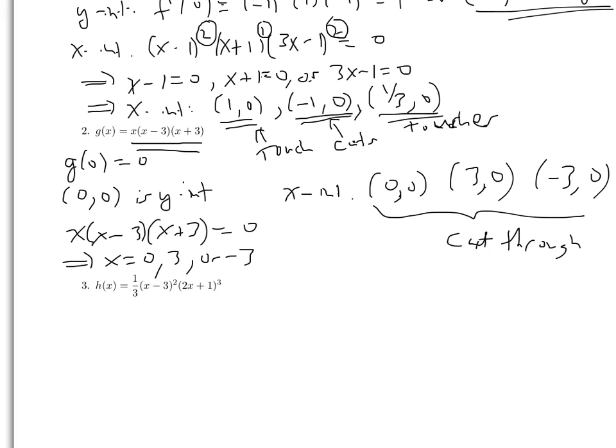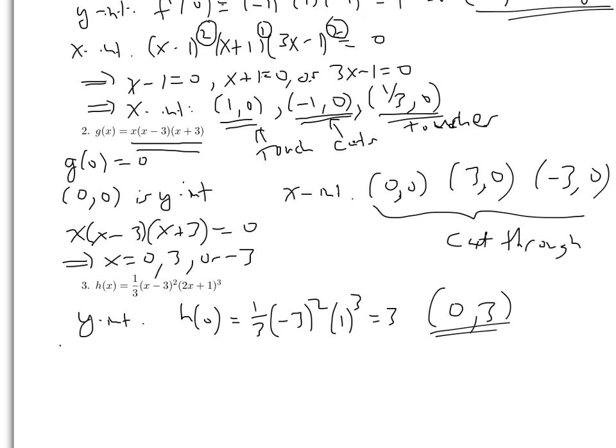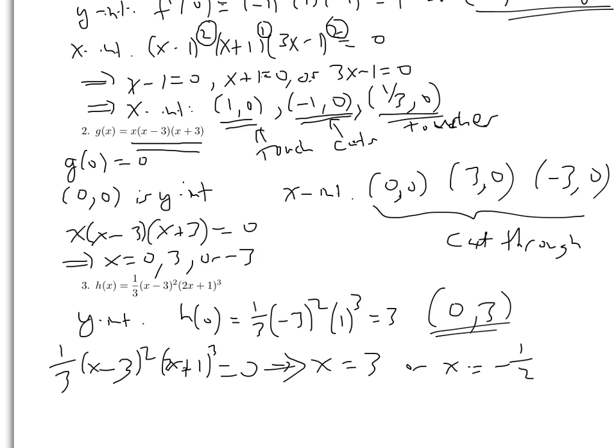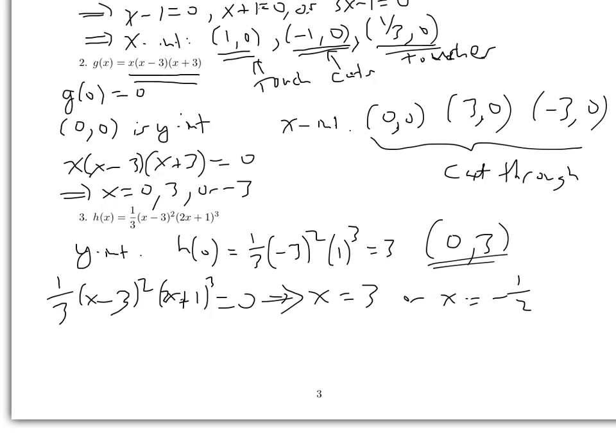And then the third one, we see that our y-intercept is going to happen at h(0), which is 1/3 times negative 3 squared times 1 cubed, and so that's 1/3 of 9, which is 3, so therefore (0, 3) is the y-intercept. To find the x-intercepts, I'm setting this equal to 0, which means that either x is 3 or x is negative 1/2, and so my x-intercepts are (3, 0) and (-1/2, 0).